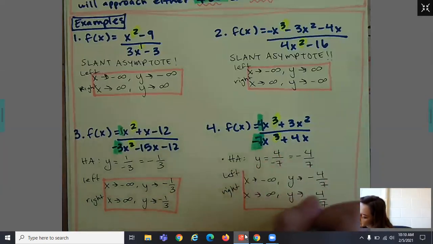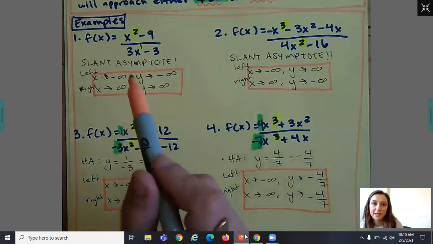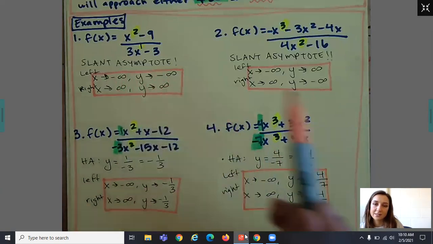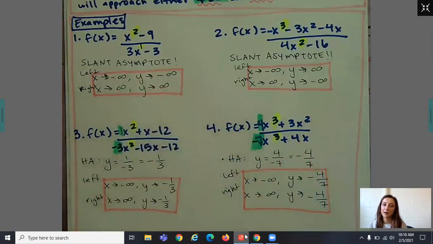And hopefully this seems pretty simple to you. Basically, if there's a slant, you look and see what the left and the right side are doing. And if there's not, and they're horizontal, then you can just write the end behavior going to those asymptotes.